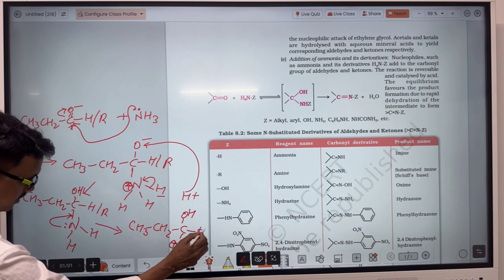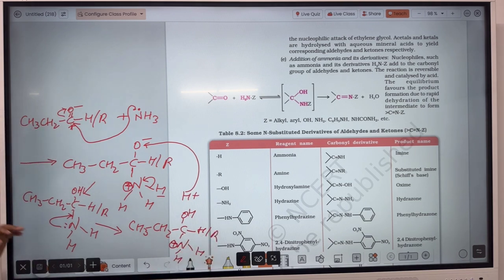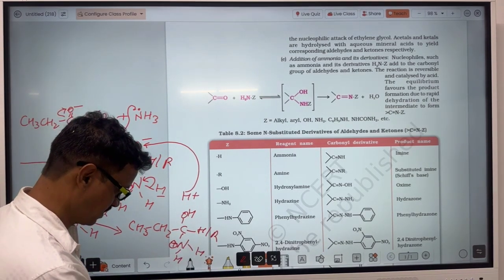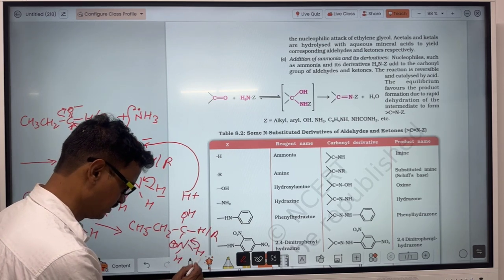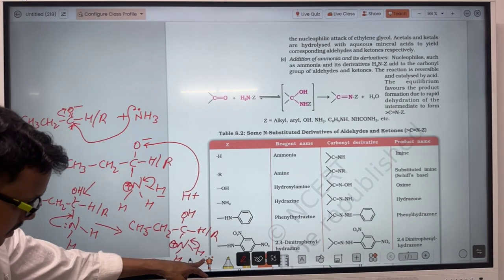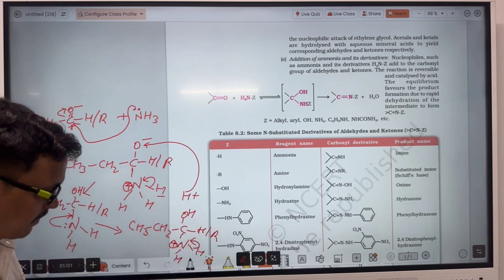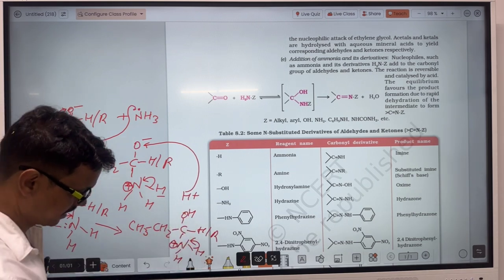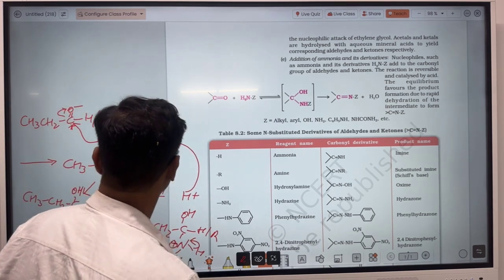Positive charge to the nitrogen, and here H or R. After that, since there is a positive charge on the nitrogen, this nitrogen will attract any one of the sigma electrons of the NH bond. So the H plus released from here will combine with OH minus.